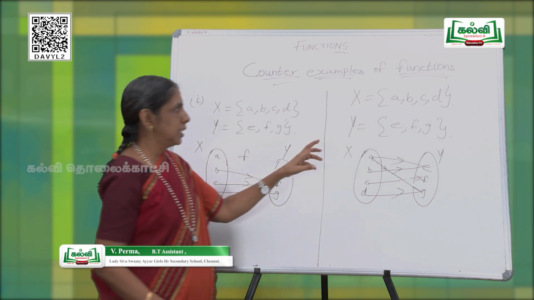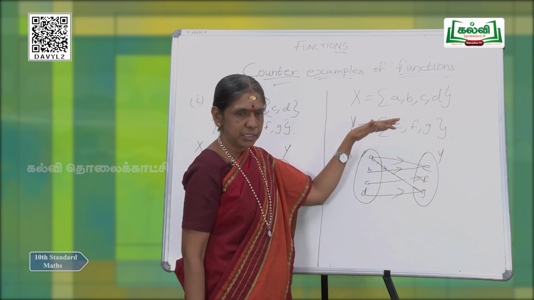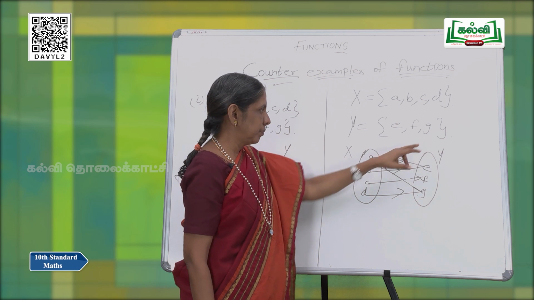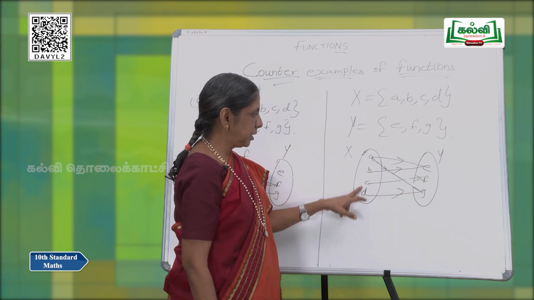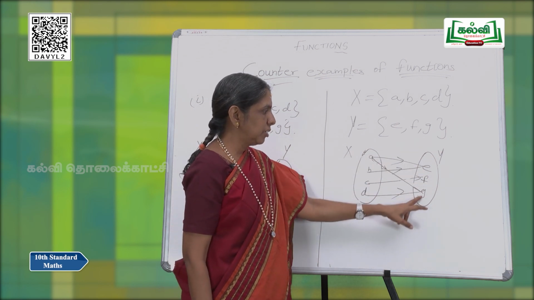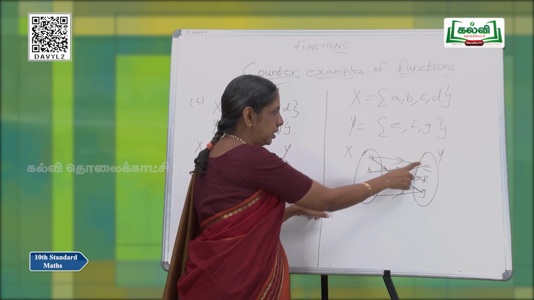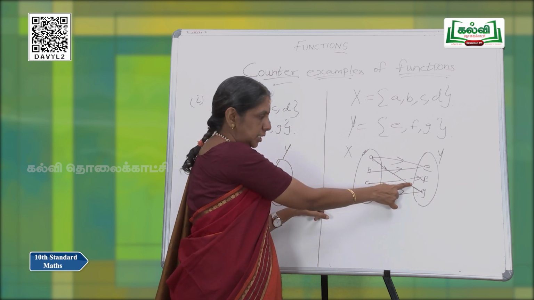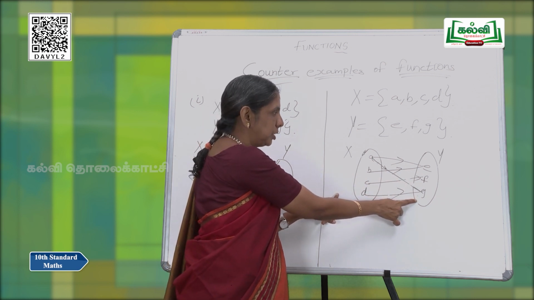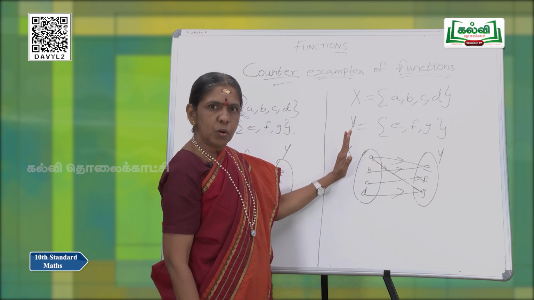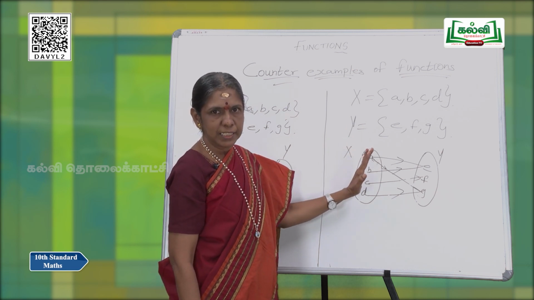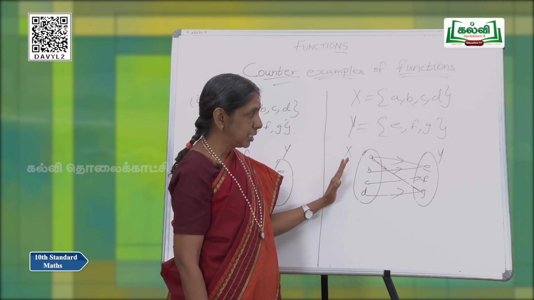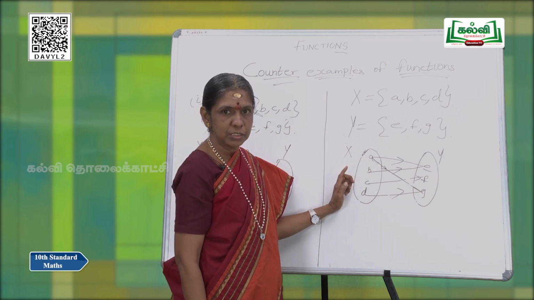Now, next let us see another example. Let me take the same sets. X is equal to a, b, c, d, set Y is equal to e, f, g. Now, you have set X, a, b, c, d and set Y, e, f, g. a is connected to e, a is connected to g, b is connected to e, c is connected to f and d is connected to g. Now, all the elements of X are connected. Can you call it a function?